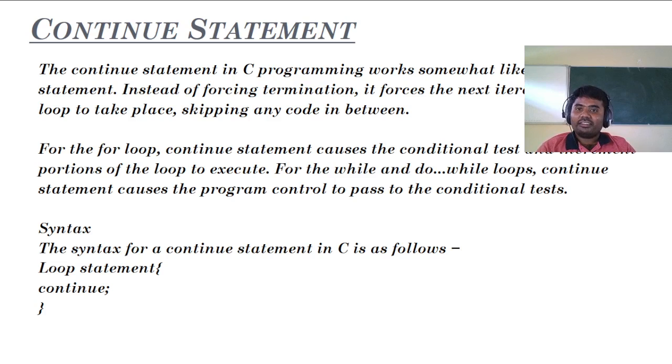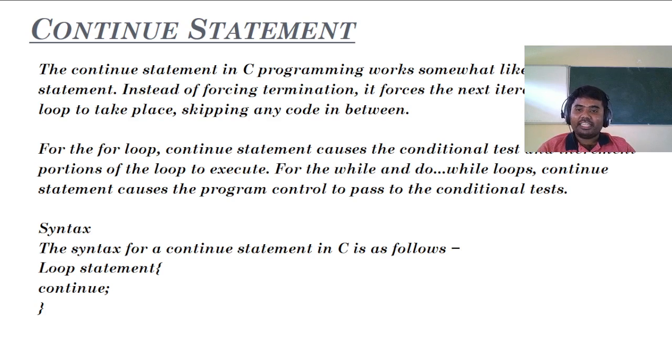In order to understand continue, we should know what an iteration is. If I say i is equal to 0 and i lesser than 10, it means the execution will take place when the i value goes from 0 to 9. I mean that looping statement will execute 10 times, so we can say 10 iterations.